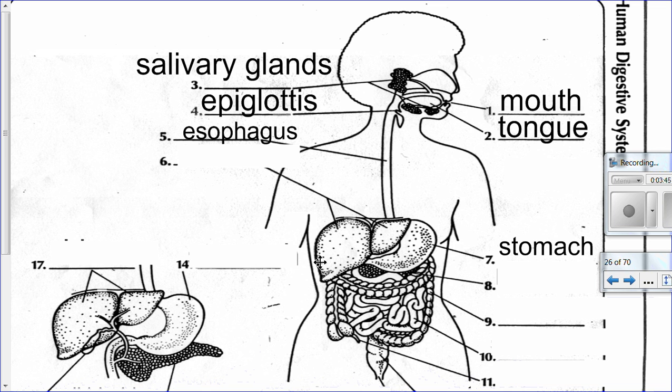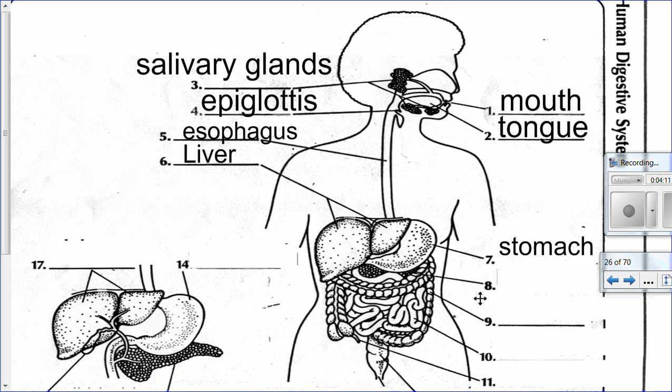Now we'll fill in what number six is. Number six is a very important organ in many body systems, and it plays a big role in digestion, but food really never enters into this organ. There's a few of these organs that play a big role in digestion, but food never enters them. They secrete enzymes into other structures. And so number six is the liver.